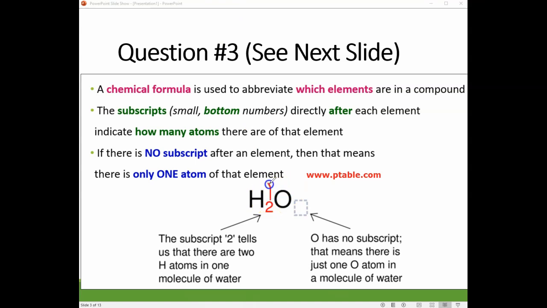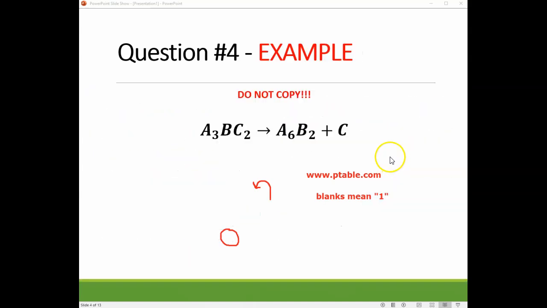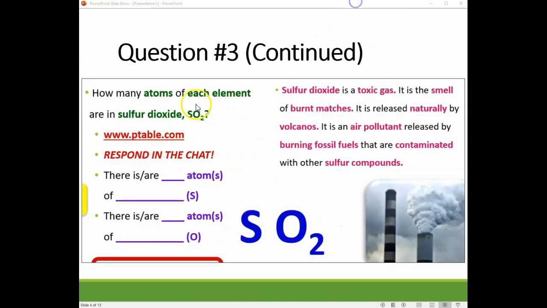So you can see here there's a 2 right after this H telling us that there are 2 hydrogens in water, and you'll notice that after oxygen there is a blank, and remember that blanks don't mean 0, because if blanks meant 0 we just wouldn't put in the oxygen. Blanks actually mean 1. So in this case, because our oxygen has no subscript, it's just blank, that means that there is one of these molecules, one of these oxygens. All right, so that should help you here.